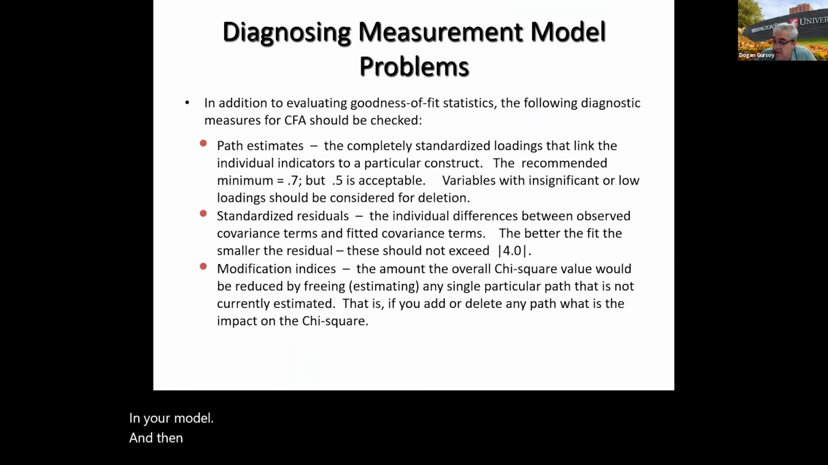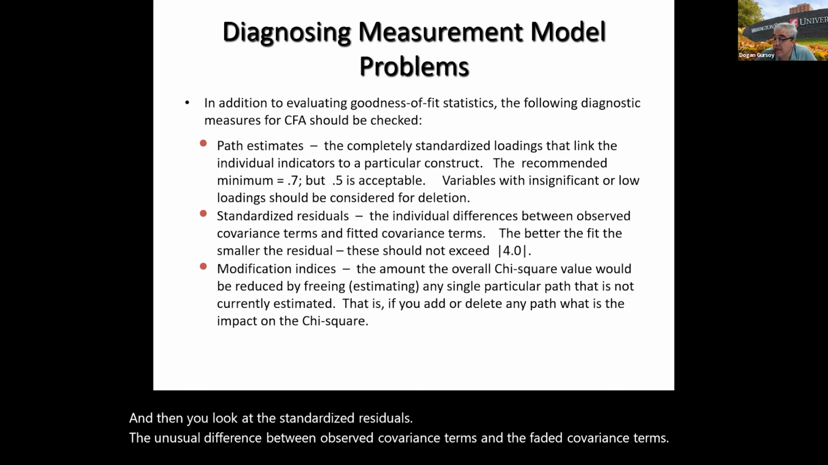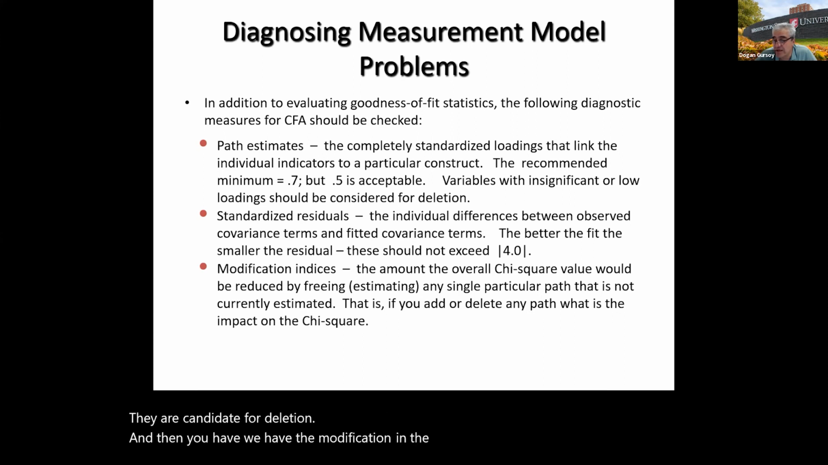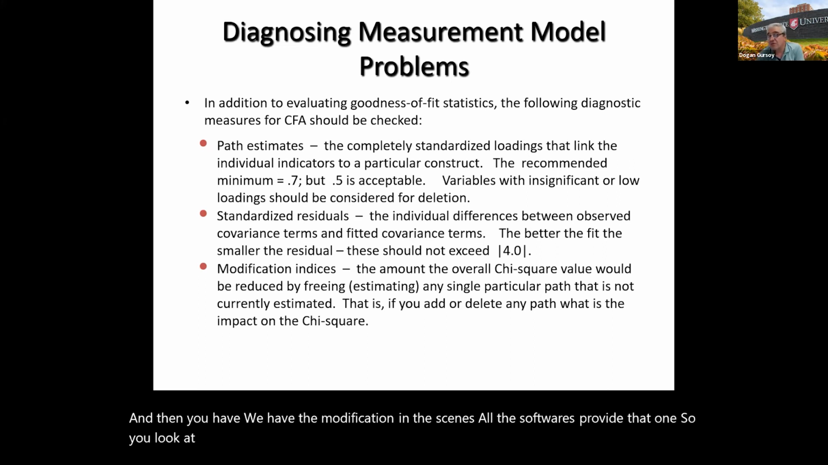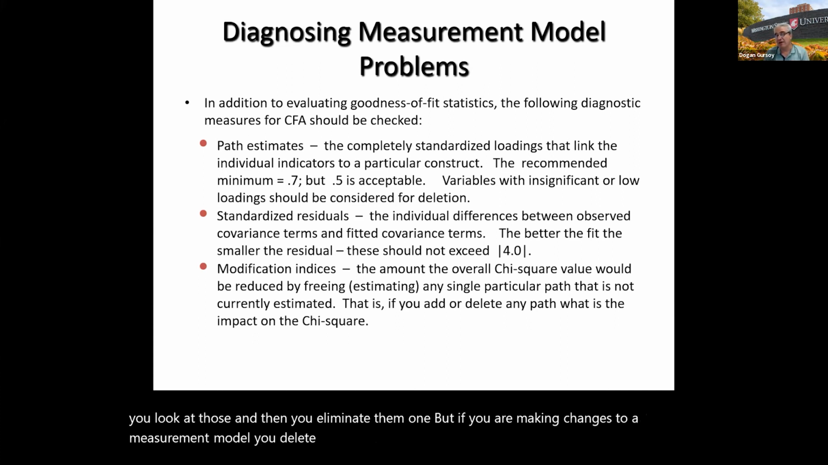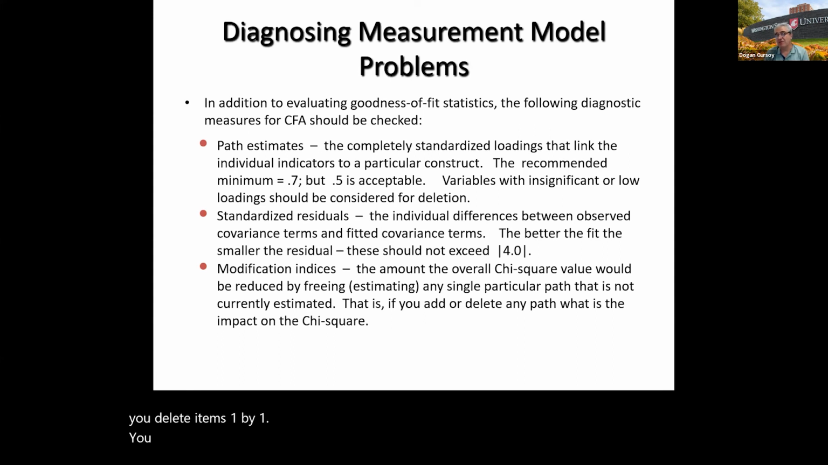And then you look at the standardized residuals, the individual differences between observed covariance terms and the fitted covariance terms. The better the fit, the smaller the residual. So anything larger than 4 is a candidate for deletion. And then we have the modification indices. All the software provides that, so you look at those, and then you eliminate items one by one. If you are making changes to a measurement model, you delete items one by one. You don't delete 5 items at the same time. It's a one-by-one process.